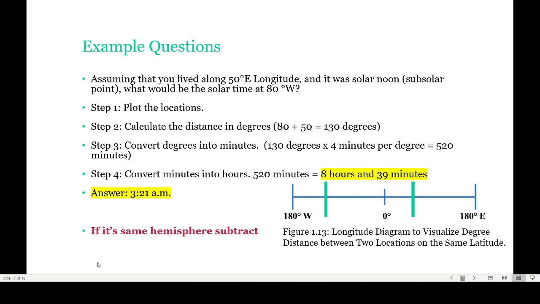And I did a little quick rule here. If it's the same hemisphere, subtract. So in your quiz, if you have a location of 50 degrees east longitude and 80 degrees east longitude, you would subtract to calculate the distance when you solve for step 2.